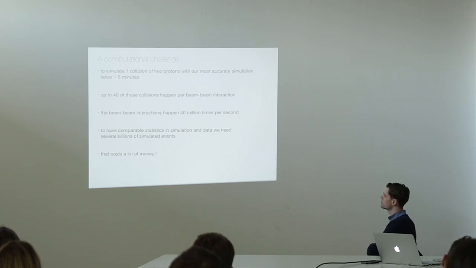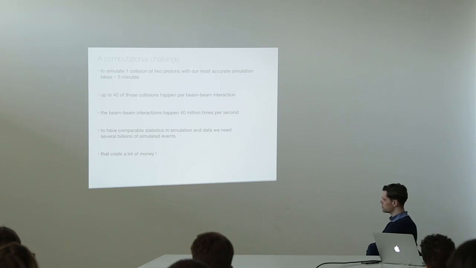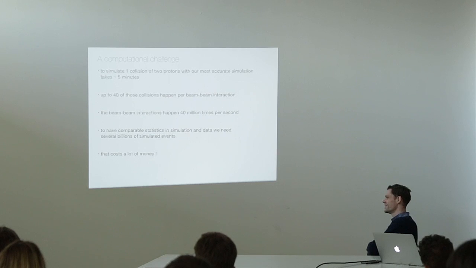Once the accelerator is running, we're actually taking data. So just to have comparable statistics between simulation and data, we need several billions of simulated events. Now do the math yourself. Take 7 billion events times 5 minutes. You can understand how much computing power you need. It's hundreds of thousands of cores, of course, distributed in different areas of the world, which are running this simulation. That is a lot of money.